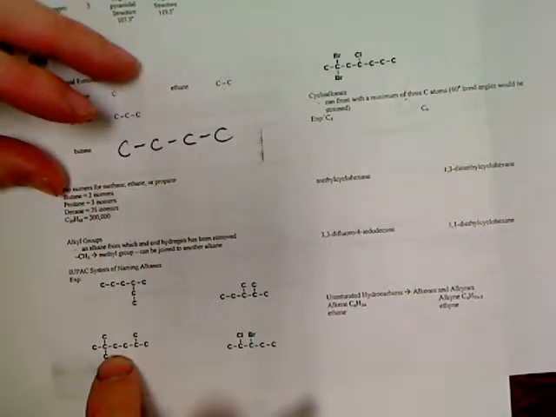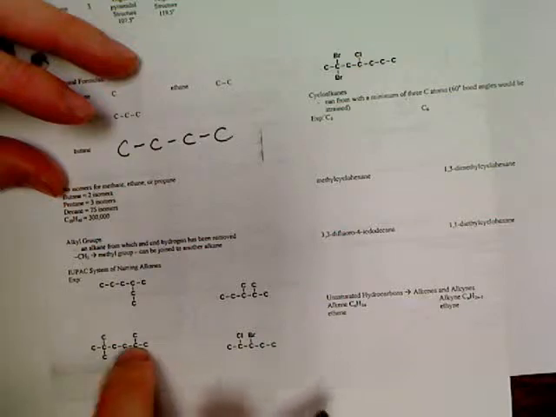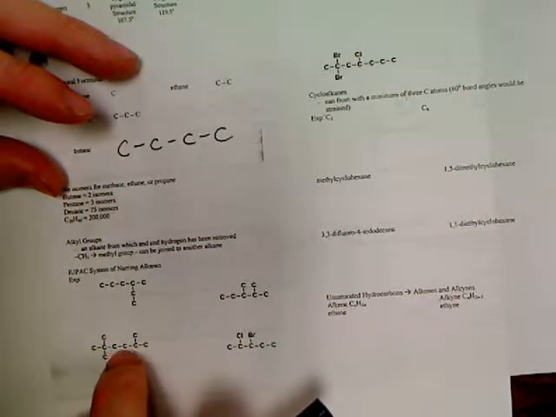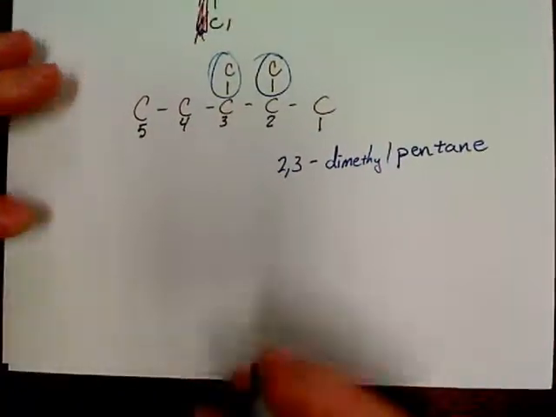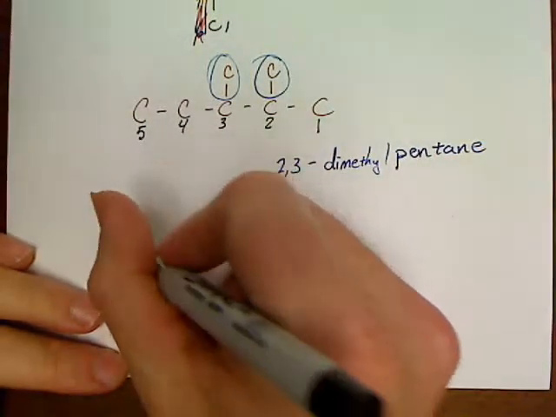Take a look at the next one down here. And so I've got 1, 2, 3, 4, 5, 6 carbons in a chain. So let's try and see if we can do that. 6 carbons.